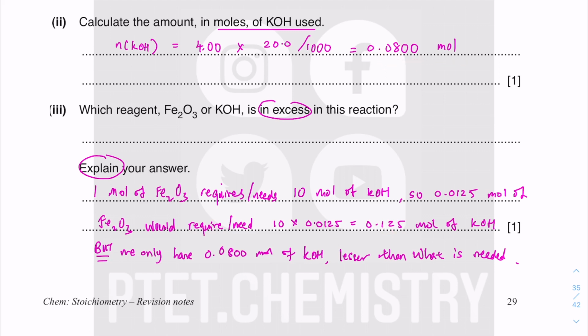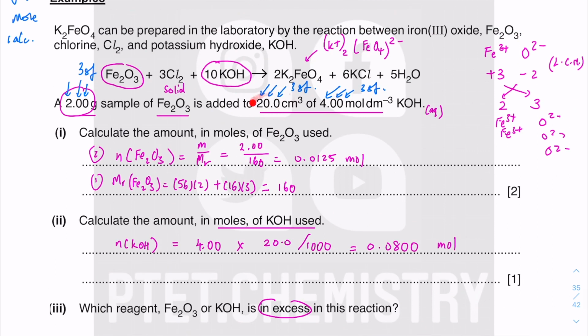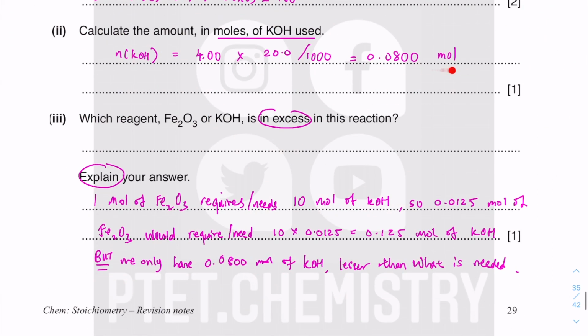This is what you put in the solution, concentration times volume in dm cube. This gives you the actual mole of KOH you have, which is lesser than what you need. Therefore, this is completely used up because it is the limiting reactant. They are asking which one is in excess, so I can explain it in terms of which one is limiting. So KOH is limiting, and therefore the Fe2O3 is in excess. So what I've done here is work out which one is the limiting reactant and the other one is automatically in excess. That's one way of looking at it.